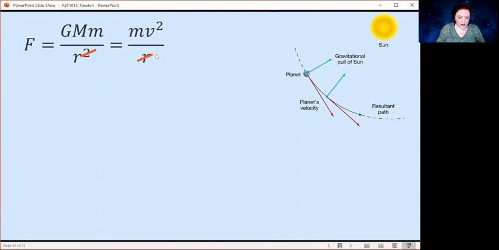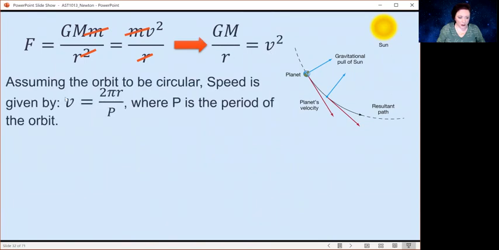So if I cancel the r here, I can cancel just the squared there. There's an m and an m here. In this case, the big M would be the sun, and the little m would be the Earth. Here, the little m is the Earth, so we can cancel those m's too. And so now we have something that is just GM over r equals v squared. Now, if we're assuming circular orbit, then the speed is just given by the distance that the planet travels in a given time.